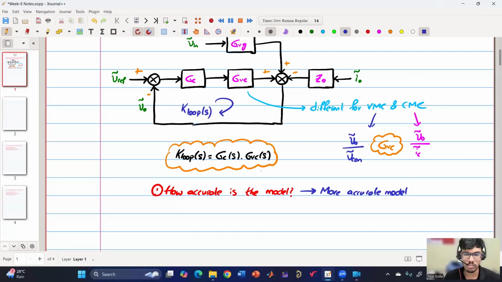Once we get the model accuracy, then we can use the model to design the controller.